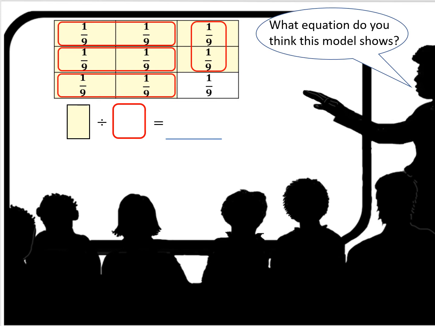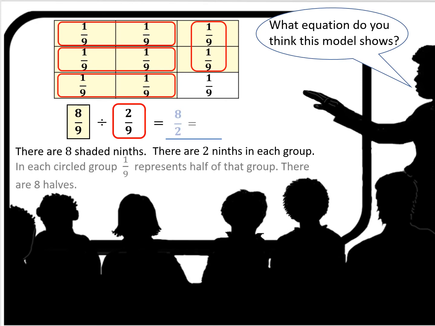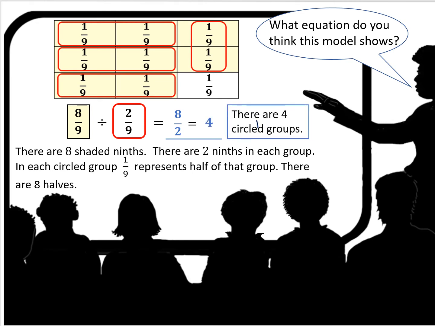What equation do you think this model represents? How many shaded pieces do we have? Well, we have 8/9 shaded. And how many groups are there? Well, there's 4 groups. So I'm pretty sure that what goes here at the end is 4. So what is my divisor, and how did I figure that out? Well, each shaded group has 2/9 in it.